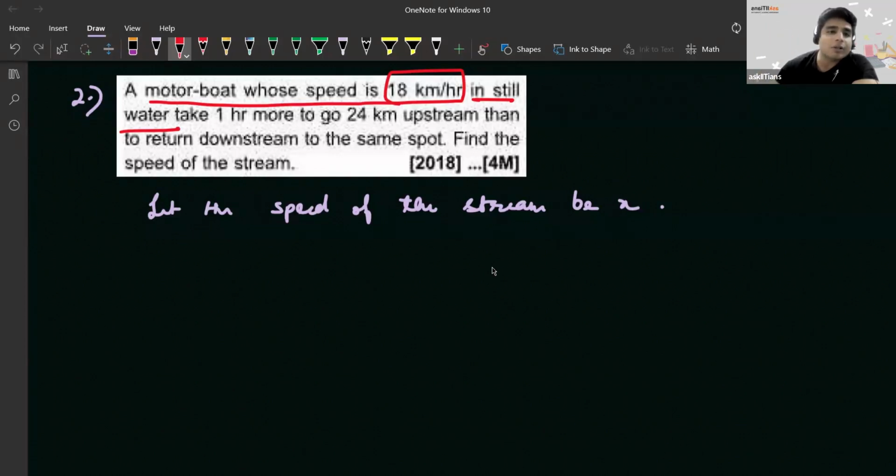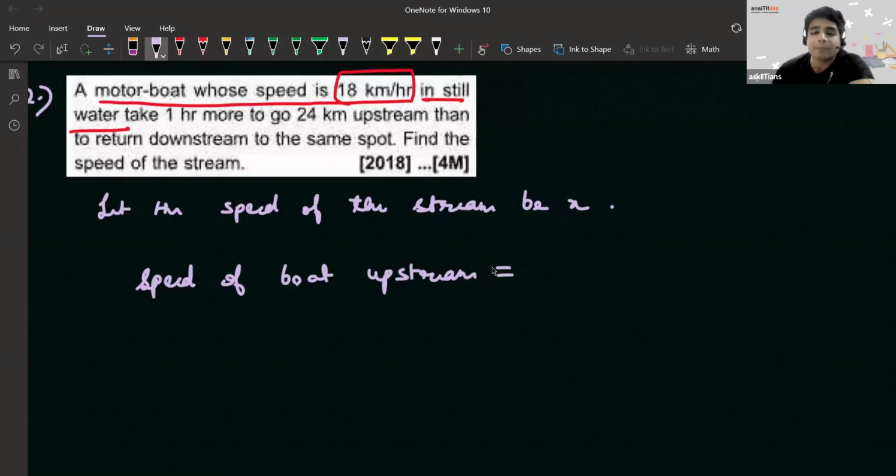Okay, right. So speed of boat upstream is going to be how much? That is going to be speed of the boat in still water minus the speed of the stream, right? Because the speed of the stream is opposing the speed of the boat, everyone, right? Yes, the boat is moving in the opposite direction of the stream. If you remember a little bit of physics, 18 minus x, everyone. I hope this makes sense to everyone. Please tell me yes or no. Now, speed of the boat downstream.